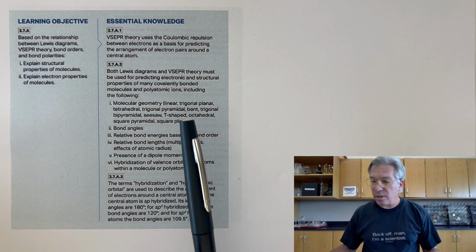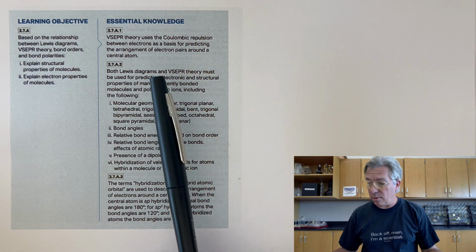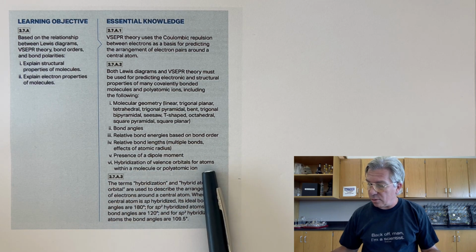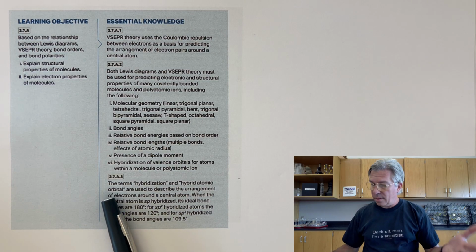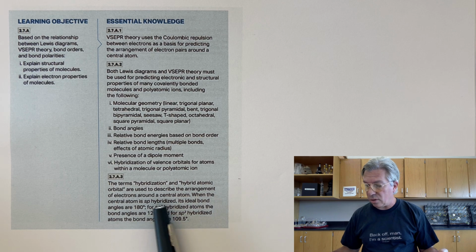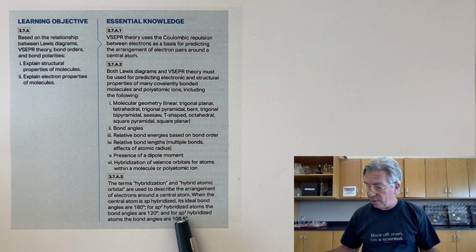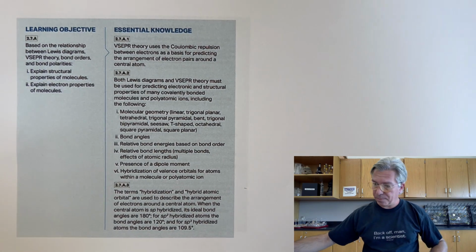In our previous episode on VSEPR theory, we looked at these essential knowledge statements, and we got down to where it said hybridization of valence orbitals for atoms within a molecule or polyatomic ion. And then it says, the terms hybridization and hybrid atomic orbital are used to describe the arrangement of electrons around a central atom. When the central atom is sp hybridized, its ideal bond angles are 180. For sp2, the bond angles are 120. And for sp3, the bond angles are 109 and a half.